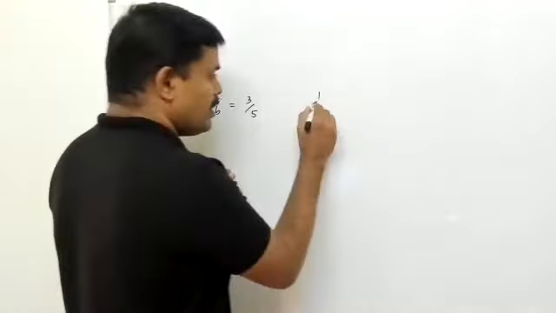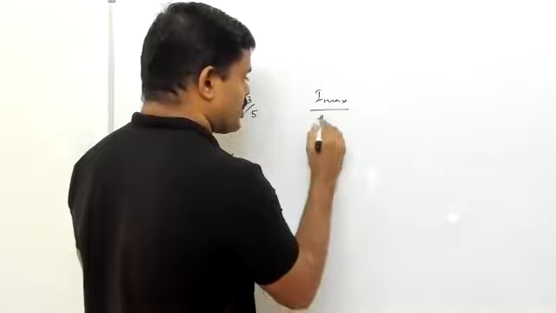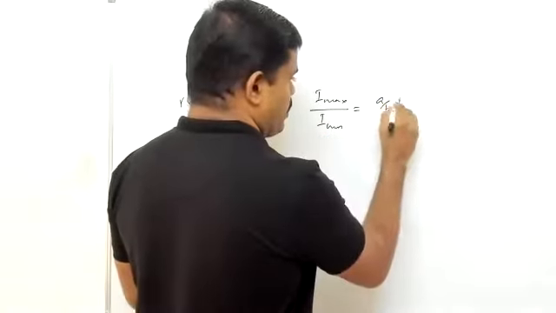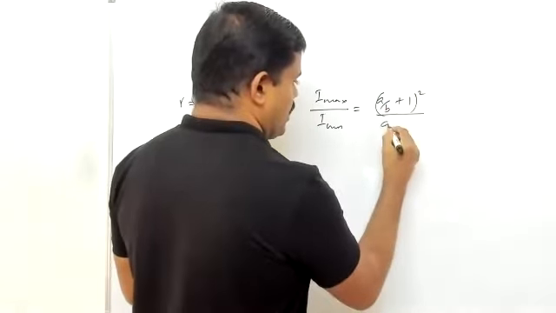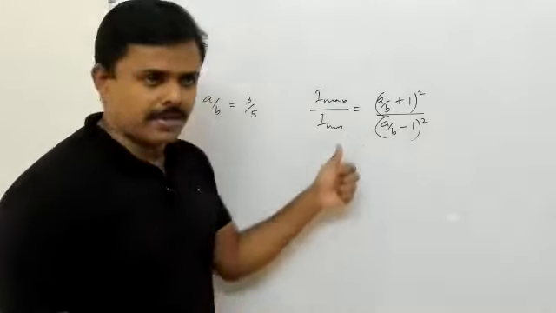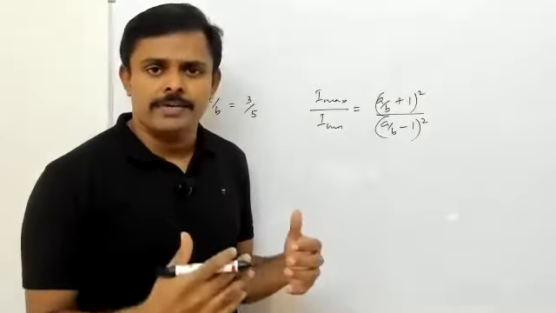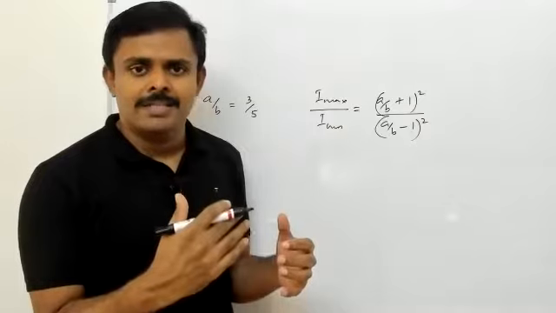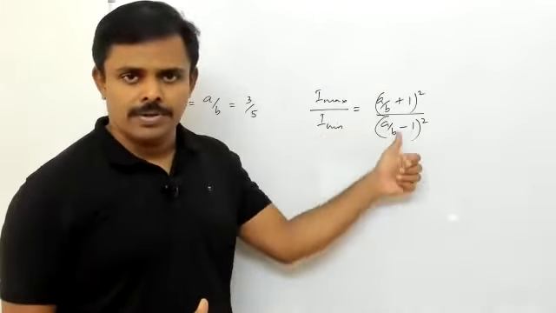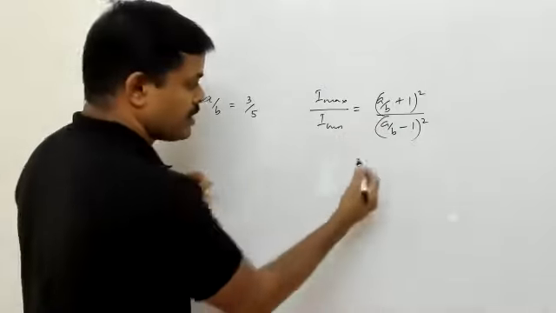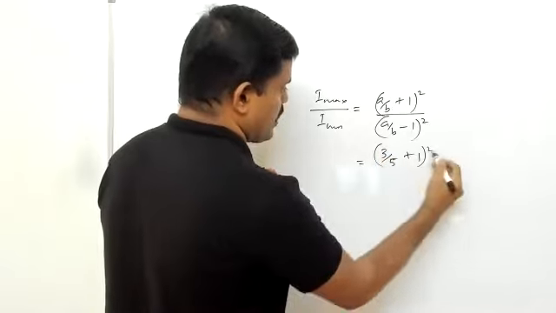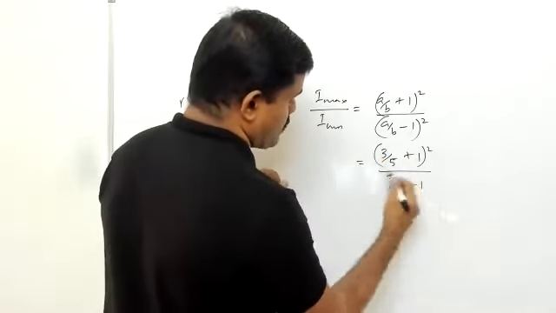You've been asked to find the I max to I min ratio. What is the equation for I max to I min? We wrote this equation: A by B plus 1 the whole square by A by B minus 1 the whole square. You check the notes. The question is to find the ratio of maximum intensity to minimum intensity. So I max to I min is A by B plus 1 the whole square by A by B minus 1 the whole square. What is A by B? A by B is 3/5 plus 1 the whole square by 3/5 minus 1 the whole square.